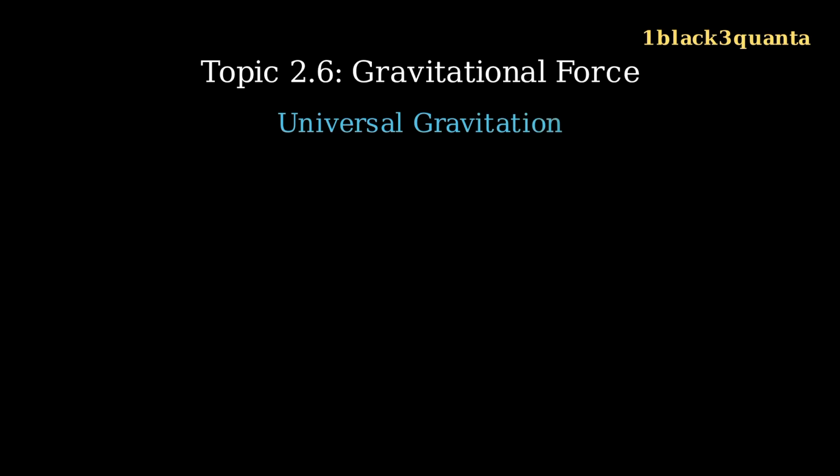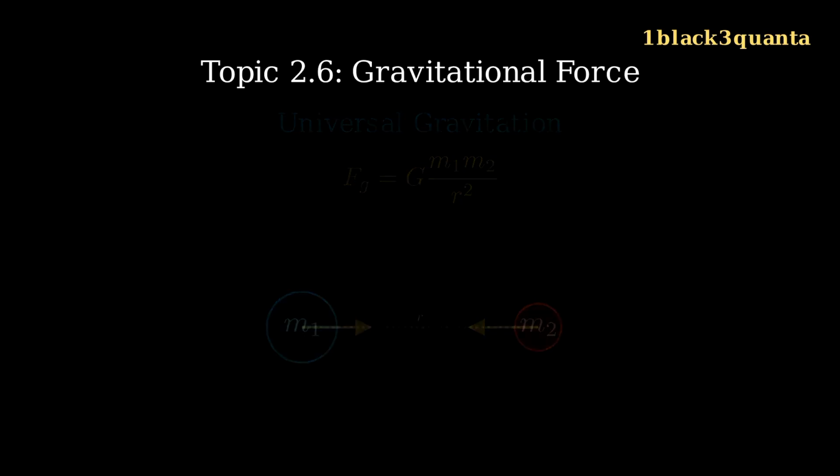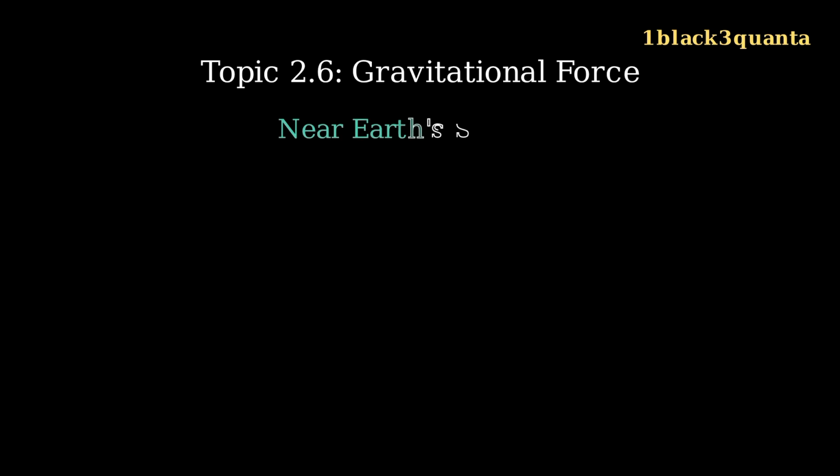Welcome to topic 2.6, Gravitational force. Newton's law of universal gravitation states that any two masses attract each other. This force is proportional to the product of their masses and inversely proportional to the square of the distance between their centers. Near Earth's surface, this gravitational force on an object is what we call its weight, calculated simply as mass times the gravitational field strength, g.